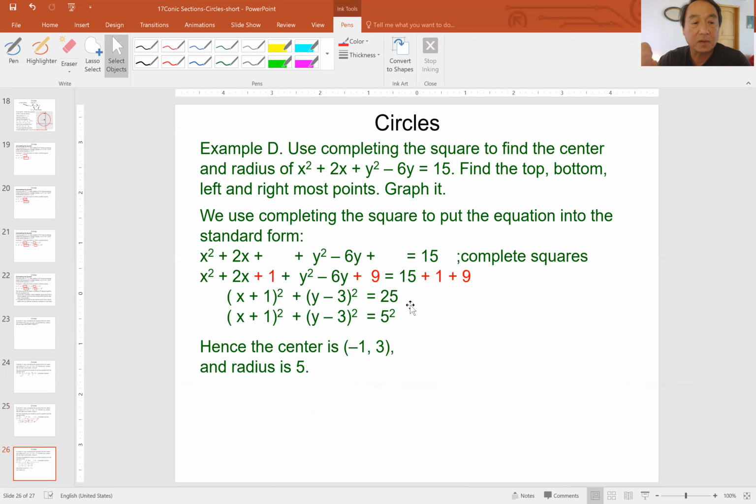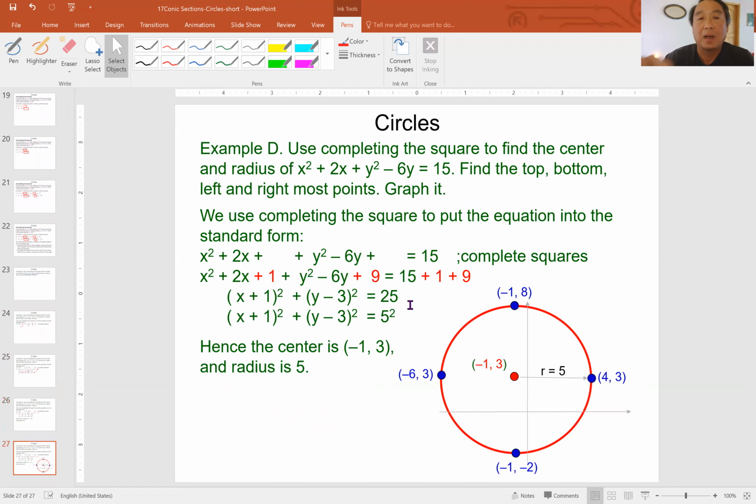Therefore, I can graph the circle as before. Okay, and so that's it. Bye-bye.